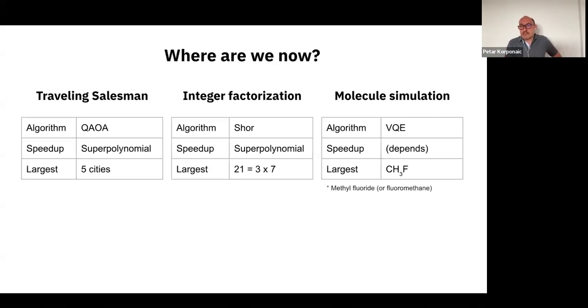Anyway, the largest molecule which is simulated on a universal quantum computer is methyl fluoride, or fluoromethane. So this molecule has 5 atoms. This is a 5-atom molecule, and this is the state of the art. This is what a quantum computer can simulate. It cannot simulate DNA, not yet. It cannot simulate proteins. There are methods for protein folding, which is Google's AlphaFold or something.